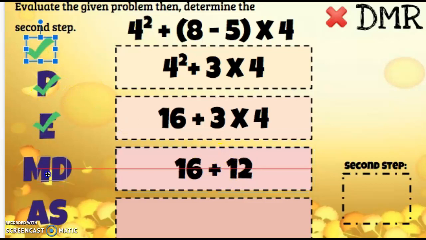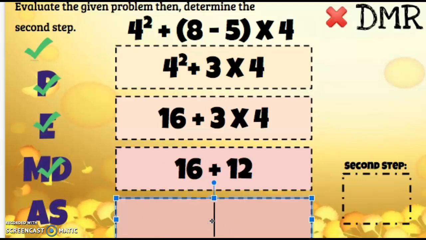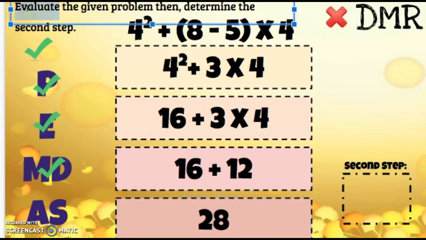So I check off my multiplication and division, and then I'm going to do addition and subtraction, which I have addition, which 16 plus 12 is 28. So now, since I've evaluated it, I'm done with that. Now I need to determine my second step. So I'm determining my second step.